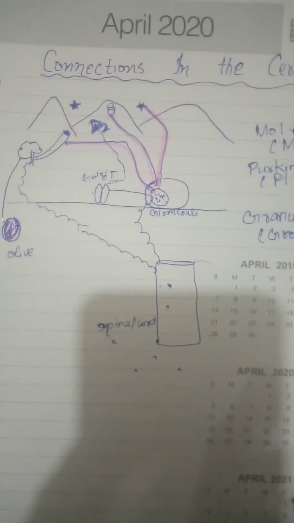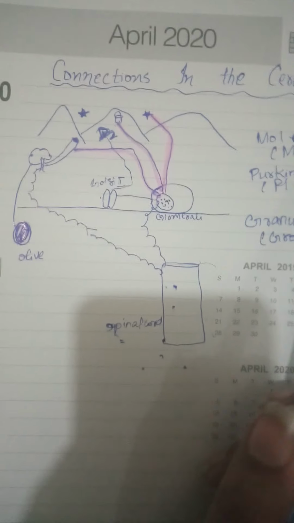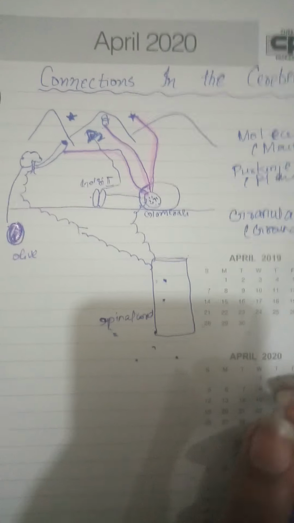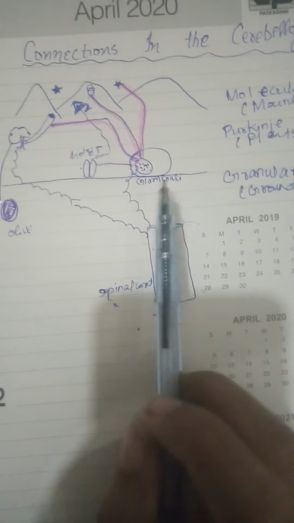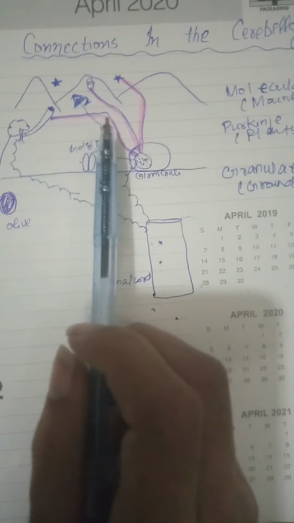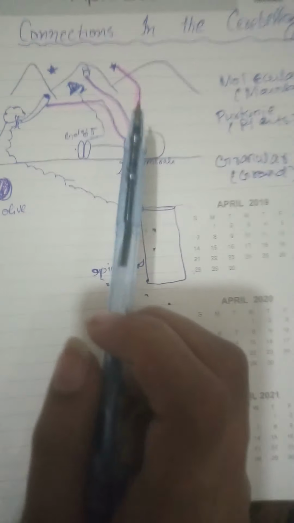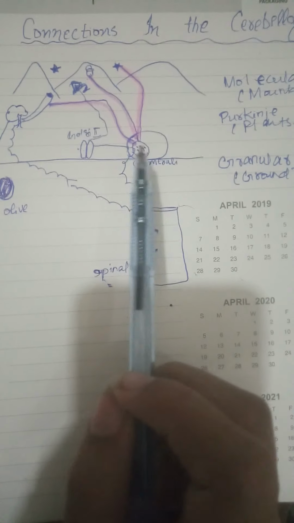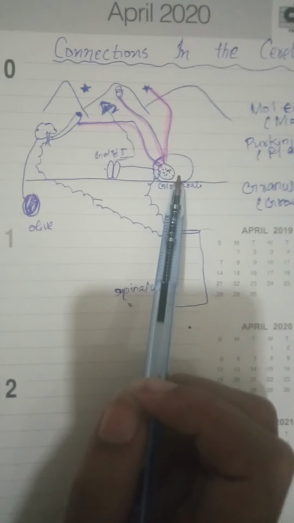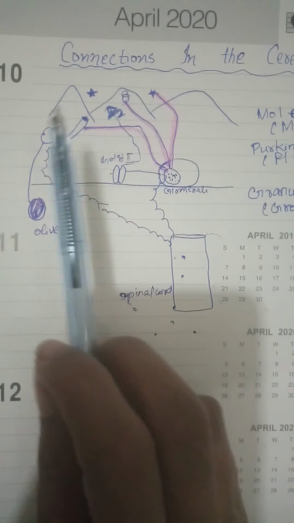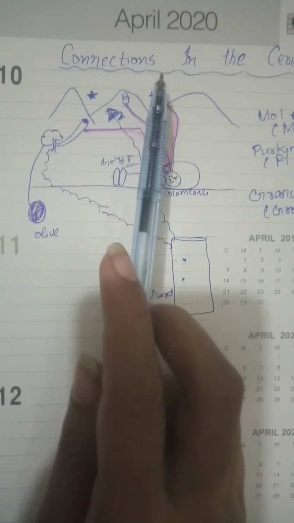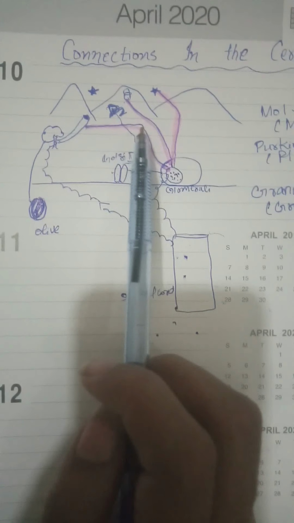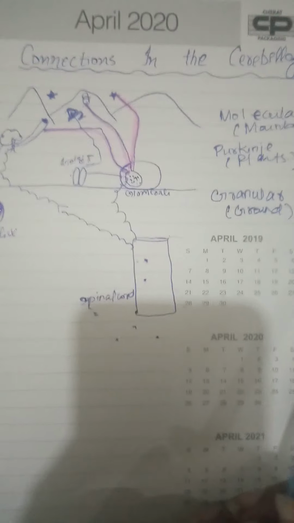Okay, so it's really very complicated, but it may be learned if you make a story like this: ground, granular, then plants, Purkinje, then mountains, molecular. The glomeruli has the granular cells, which give rise to the parallel fibers that synapse on dendrites of Purkinje cells, basket cells, stellate cells, and dendrites of Golgi type 2 cells. So yeah, I hope you like this video.